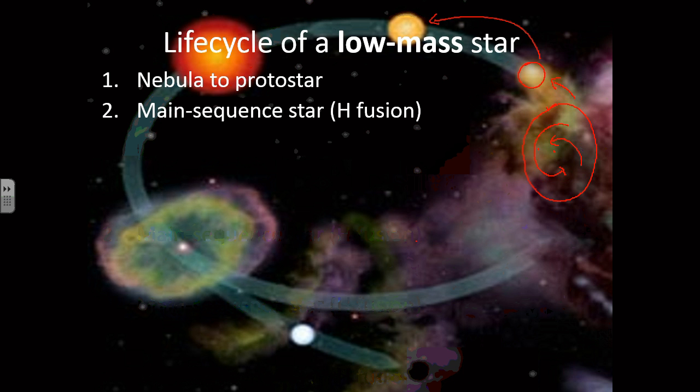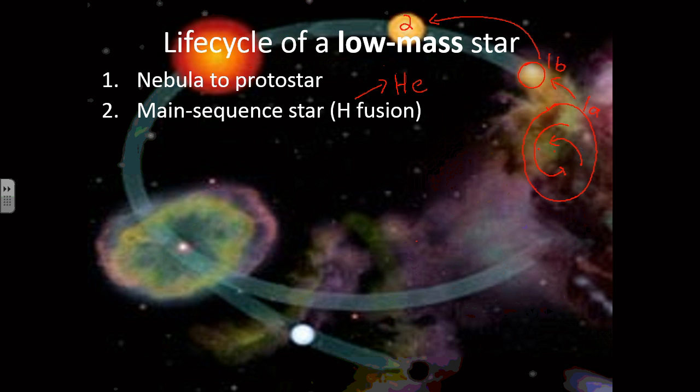This next step is what we refer to as a main sequence star. A main sequence star is actually doing hydrogen fusion, so this is hydrogen converting into helium, and this is happening right here. So this is step number 2. This is step number 1A, and this one is 1B. These are the different stages early in a star's life cycle.